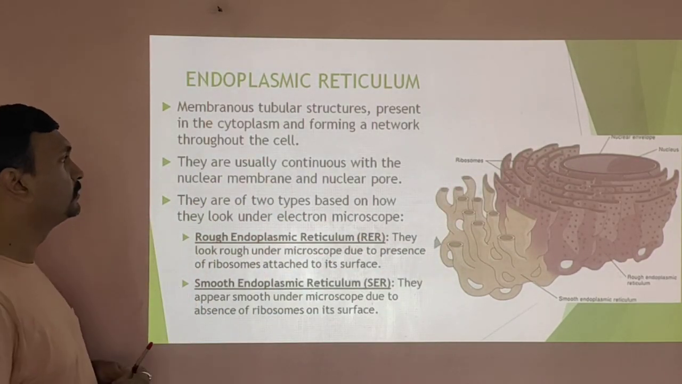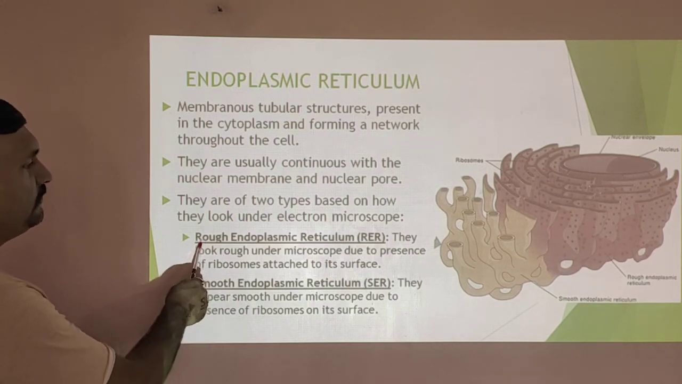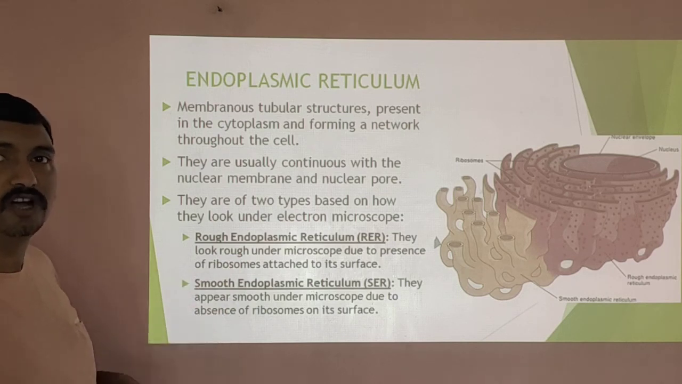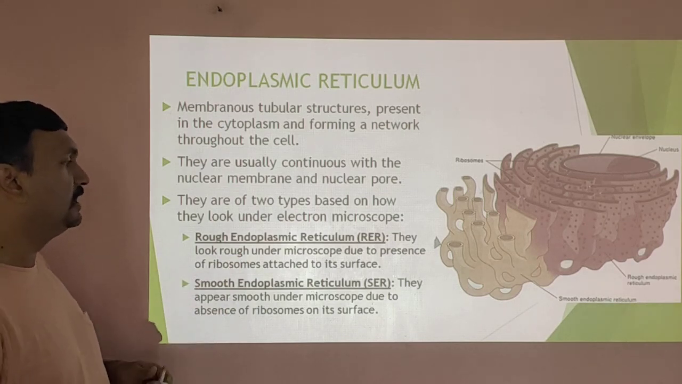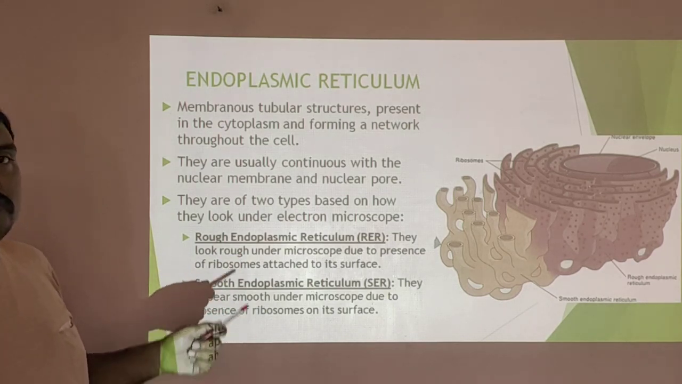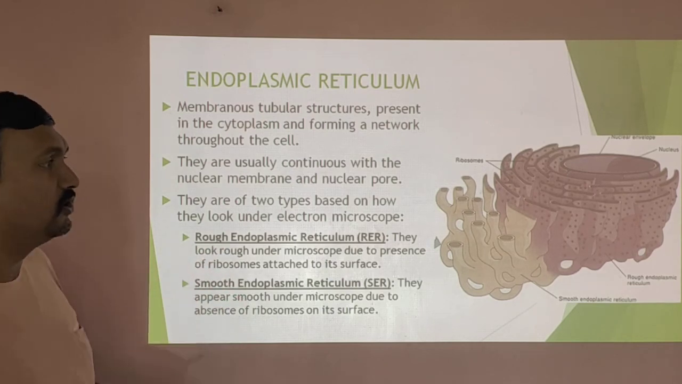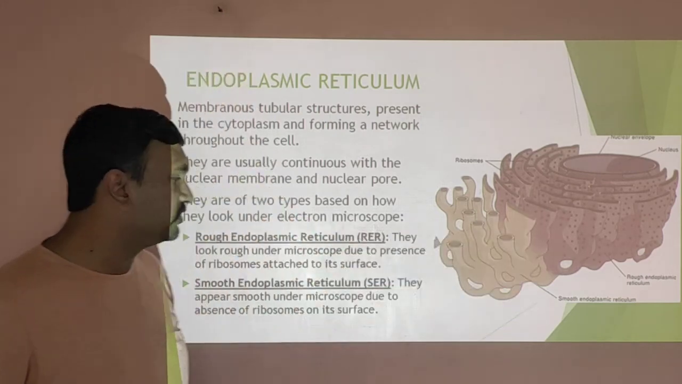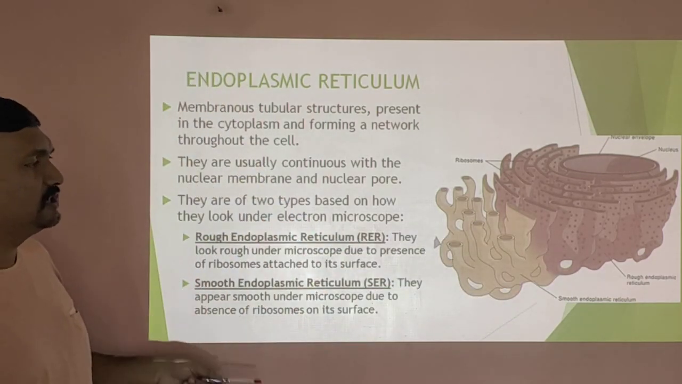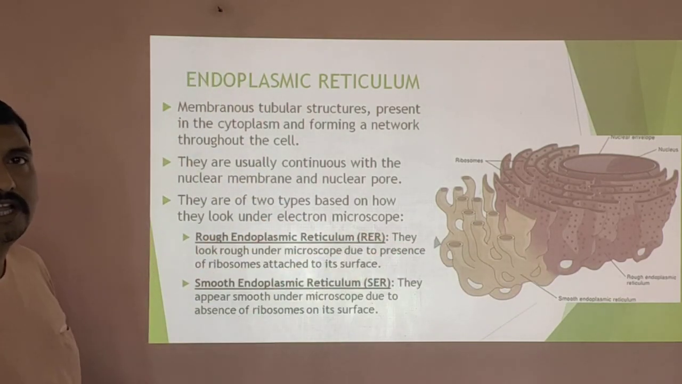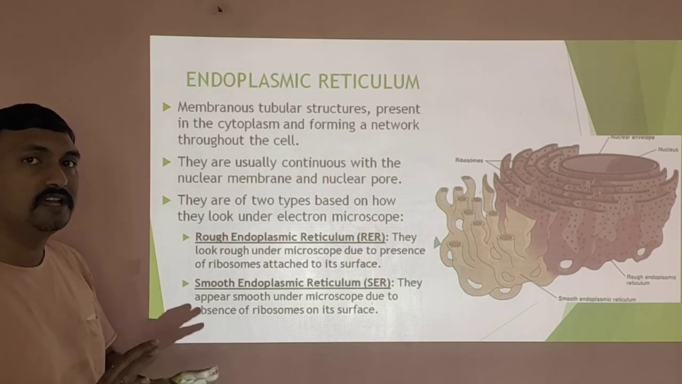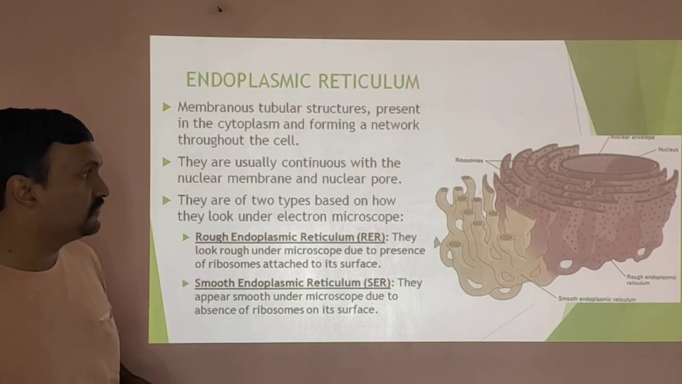They are of two types. Rough endoplasmic reticulum looks rough under the microscope, that's why you call it rough endoplasmic reticulum. Why they look rough is because those ribosomes which we discussed before remain attached to their surface, these granular structures. Smooth endoplasmic reticulum looks smooth under the microscope, and that's why you call it smooth endoplasmic reticulum. Why? Because they don't have any ribosomes attached to their surface.